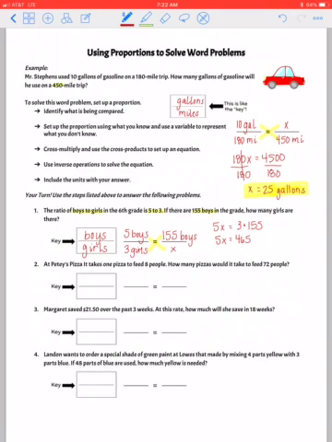Now solve the equation. X is being multiplied by 5, so divide both sides by 5. 5x divided by 5 is 1x, and then 465 divided by 5 is 93. So x has to equal 93 for the ratios to be equivalent and make a proportion. So let's answer the question. If there are 155 boys in the grade, how many girls are there? Well, there would be 93 girls.